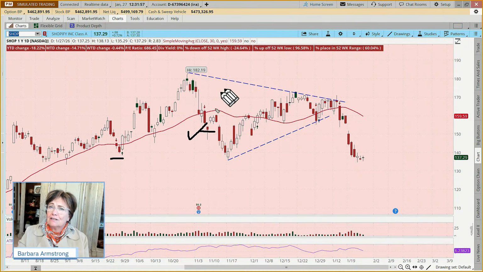And then it started to consolidate and we're going, wow, Shopify, it's a strong platform, broke out again here. And with these pennant patterns, we're looking for it to break either to the upside or the downside. And this one went to the downside. Now, where might it go from here? I like that question.